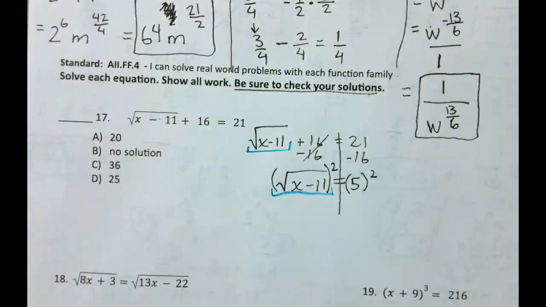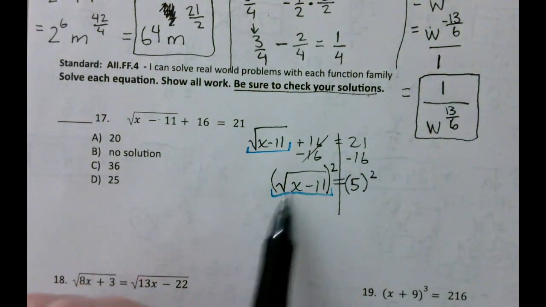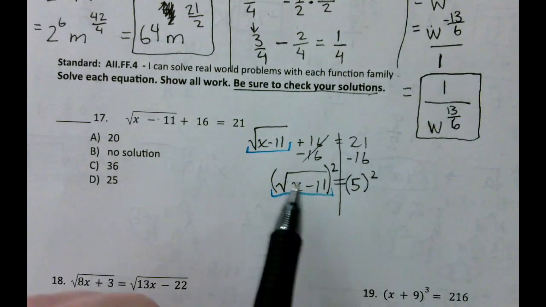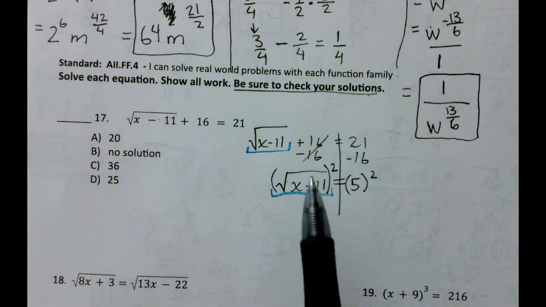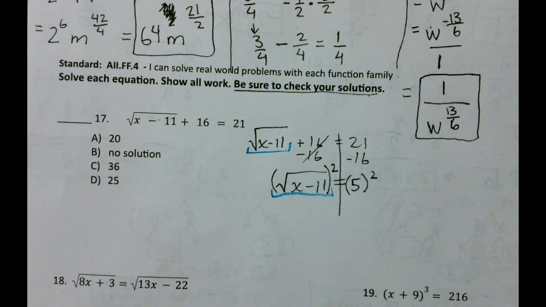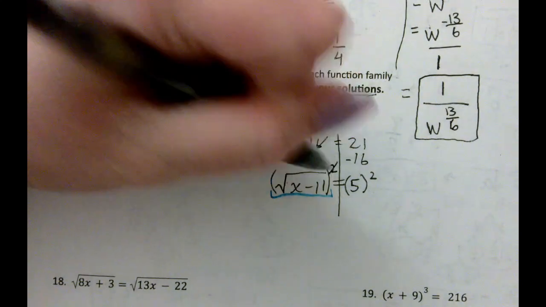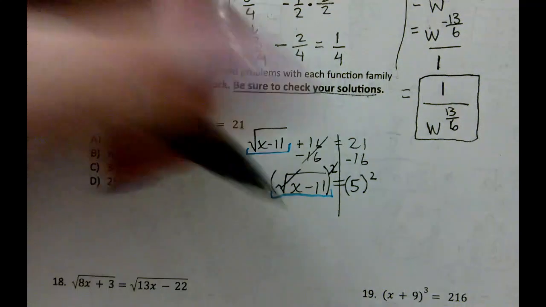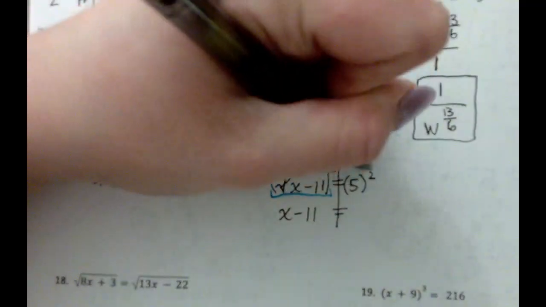This is important. A lot of students like to get rid of it, but then they don't do it to the other side. That's the golden rule of algebra. What you do to one side, you do to the other. Now remember, this square gets rid of the square root. So now I just have x minus 11 equals 5 squared, which is 25.